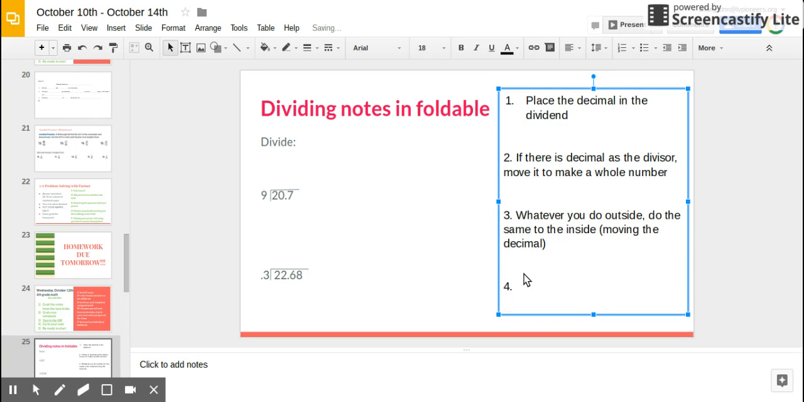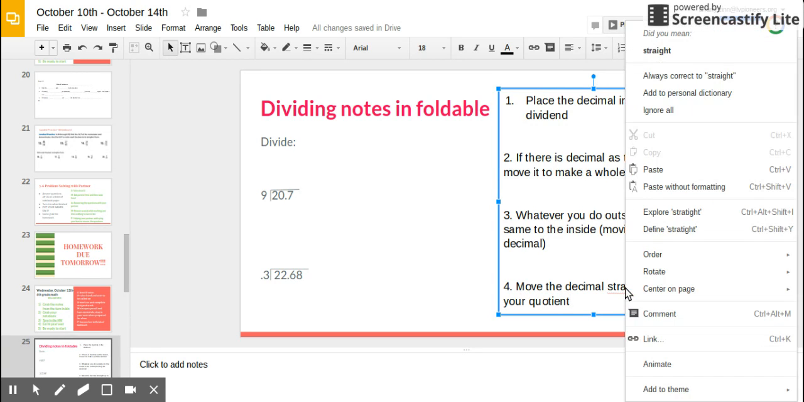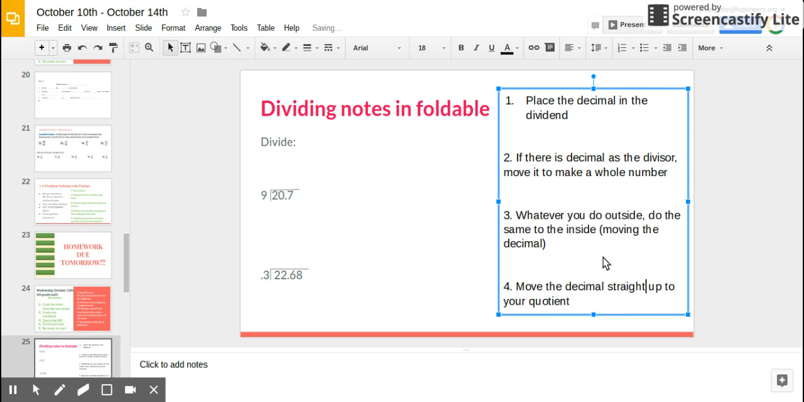And last, step 4 is just like we did yesterday. After you cross over your decimal when you're dividing, you have to quickly put it in the top in your answer. So you have to move the decimal straight up to your quotient, and quotient is a fancy word for your answer.